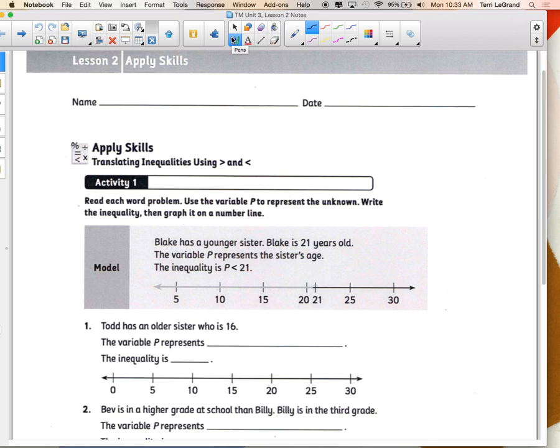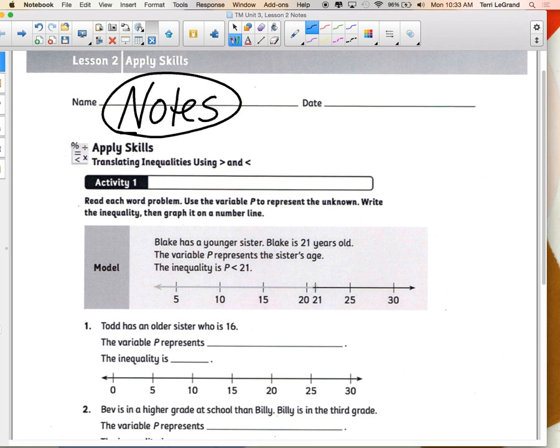We are going to start lesson 2 today. Yesterday we were introduced to inequalities. Today we are going to use the inequalities and take word statements and write an inequality statement to represent that. So first of all, right up here at the top of our page, we are taking notes. This is not a worksheet in our binders, but it is a set of notes for lesson 2 in unit 3.